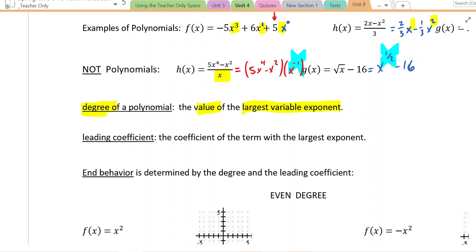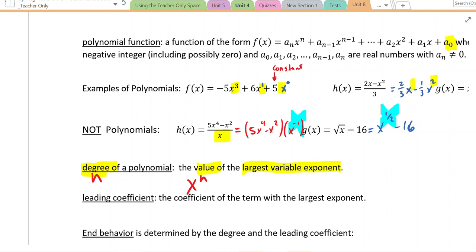Whatever degree it is, it's x to the n power, where the degree is n. So in our example, like the first one, x cubed was the largest power. So this, right here, this is a degree of 3. It's a third degree.